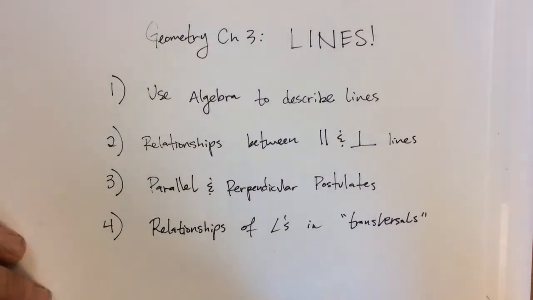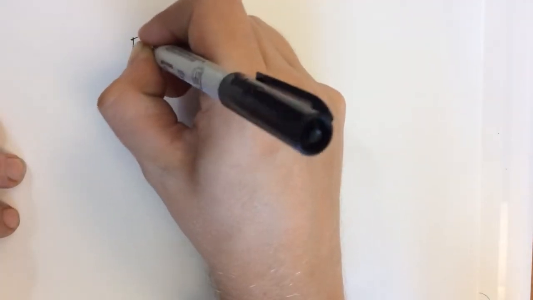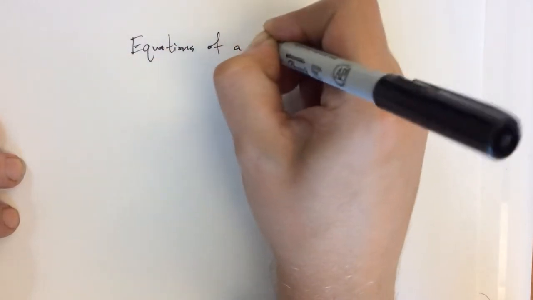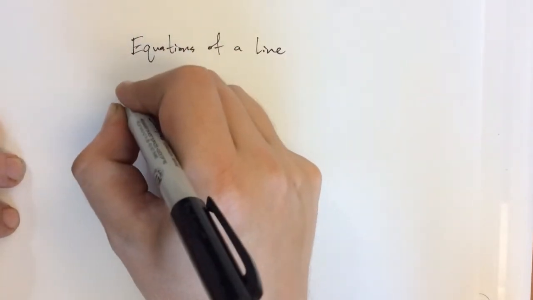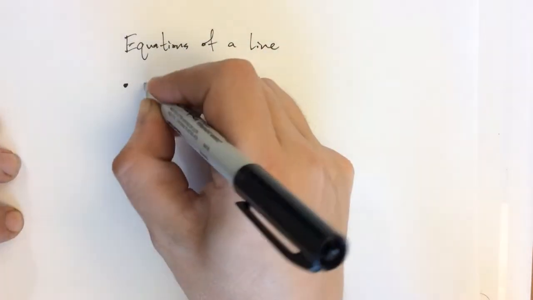Alright, so let's get to it. Let's use algebra to describe lines. So there were 2 main ways we used algebra to describe lines last year. And that was with 2 particular forms of the equation of a line. The more difficult form that students have trouble remembering is point-slope form.